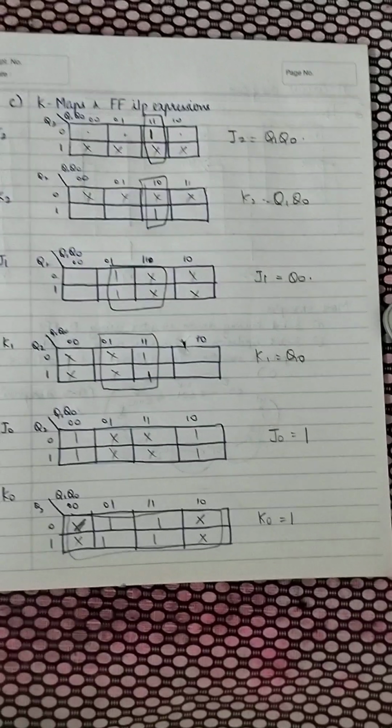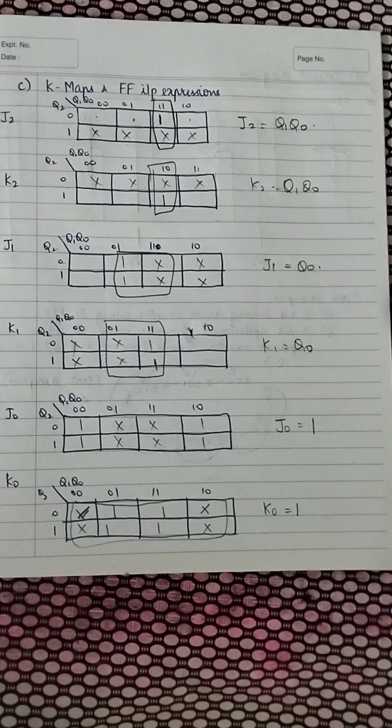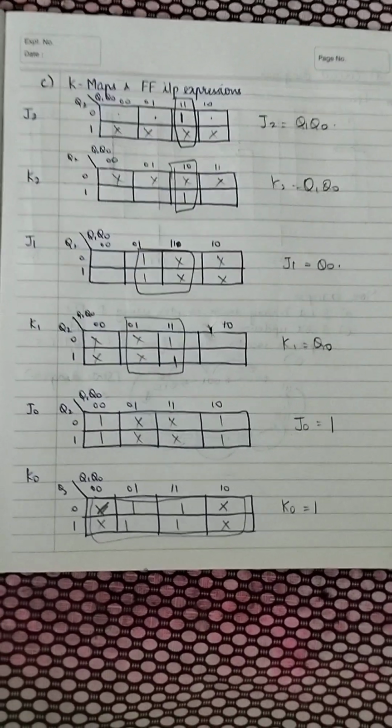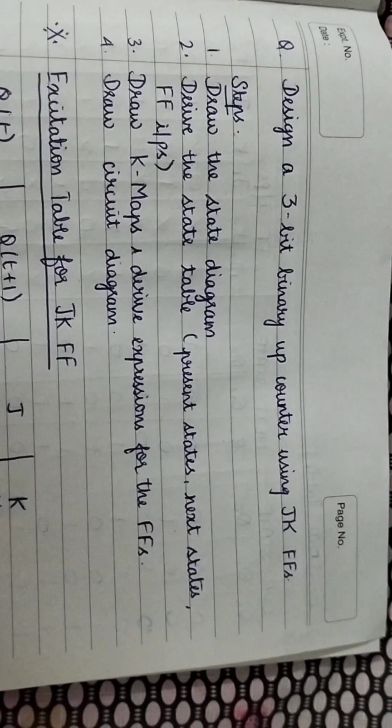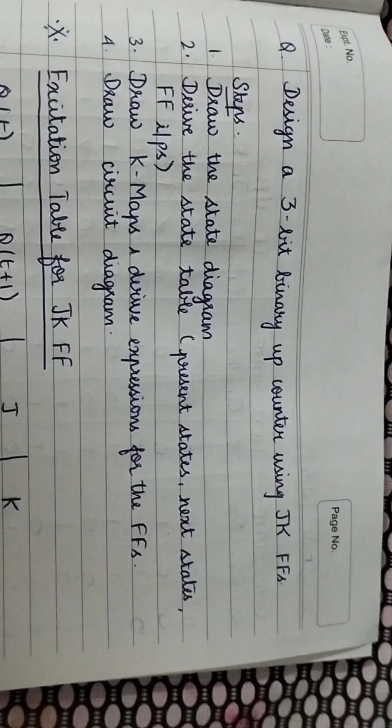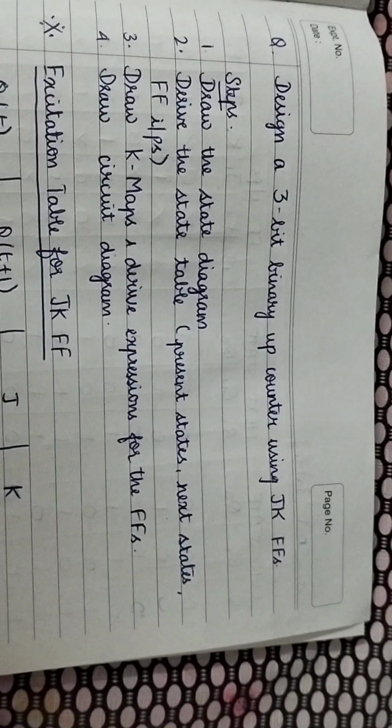J2 and K2 are both equal to Q1, Q0. J1 and K1 are Q0. J0 and K0 are 1. So we are done with step 3. Draw K-maps and derive expressions for the flip-flops. Step 4 and the final step is to draw the circuit diagram.